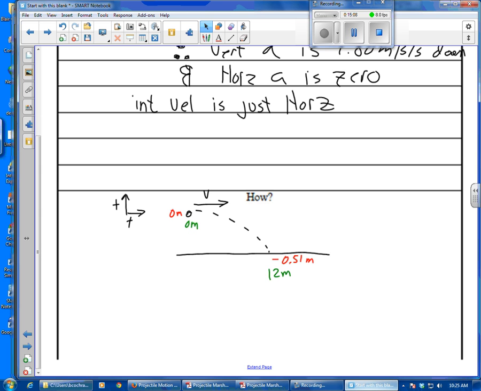In looking at this, I know more about the vertical side. I know it starts at 0, it ends up at negative 0.51 meters. Its initial velocity is 0. Horizontally, I know where it starts and ends, but I don't know what that initial velocity is. So my gut is telling me that the vertical, because I know more about it, is going to be more restrictive on time. It could move out horizontally forever, but vertically, if it's starting at 0, it only has so much time to get down to that negative 0.51 meters.